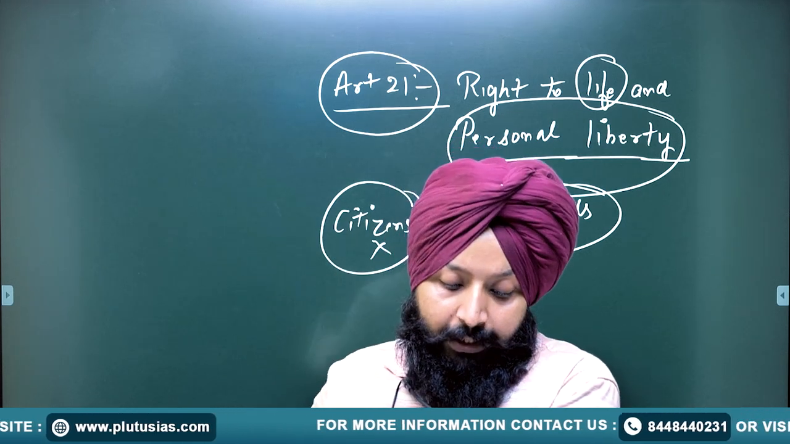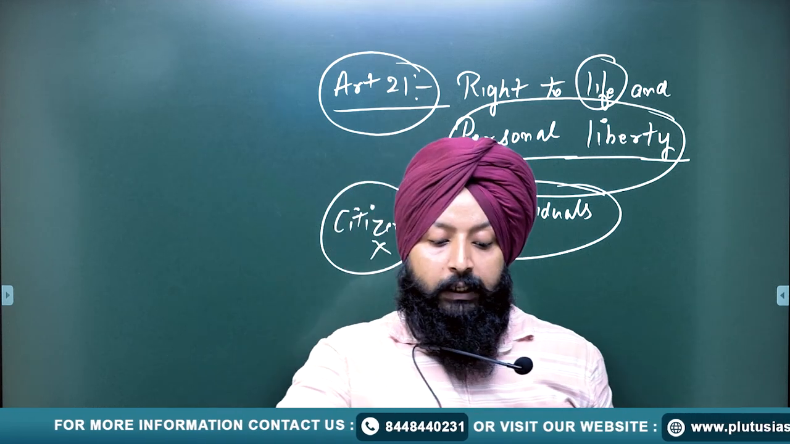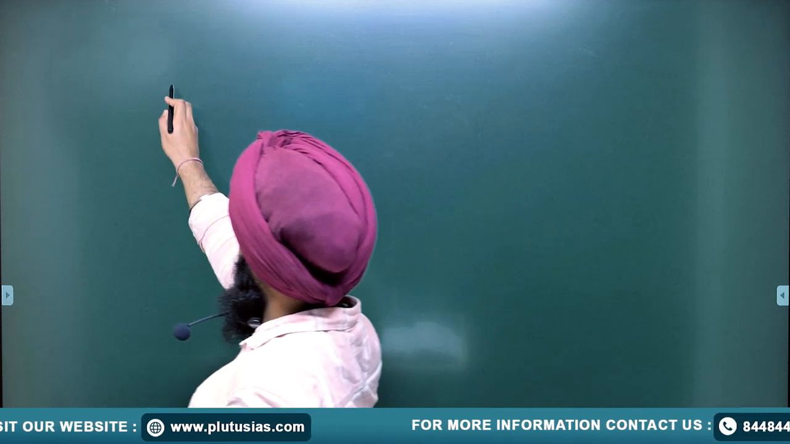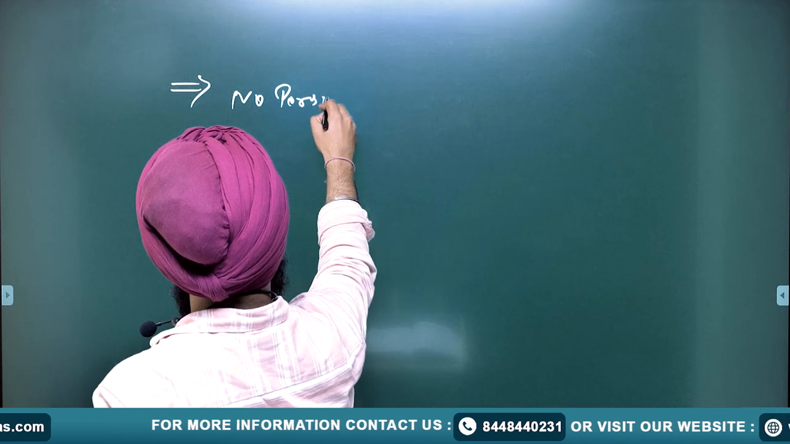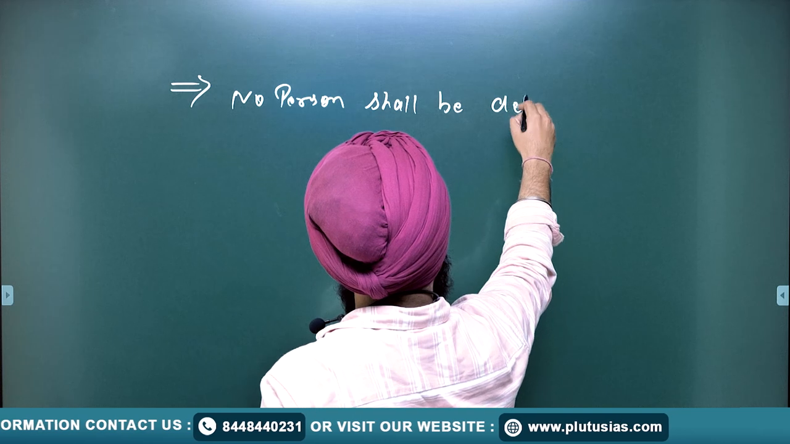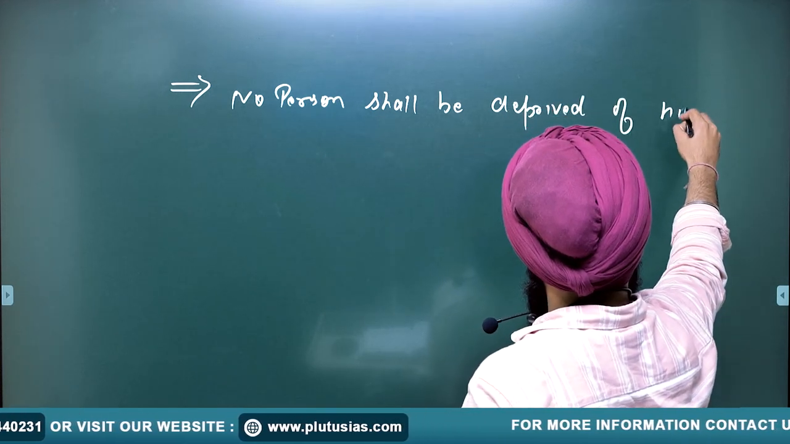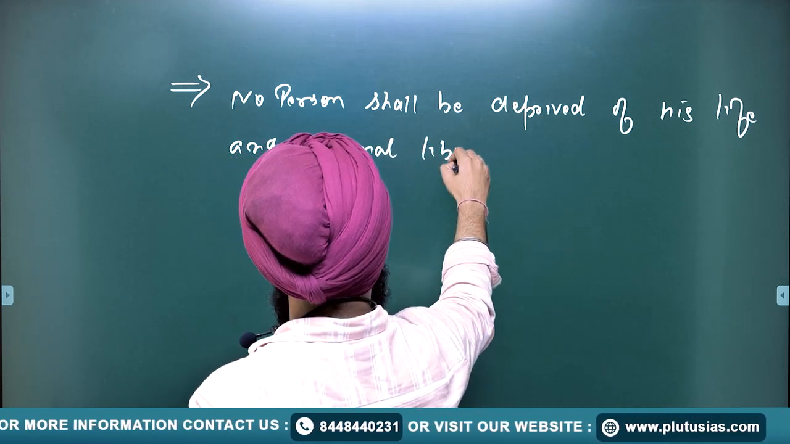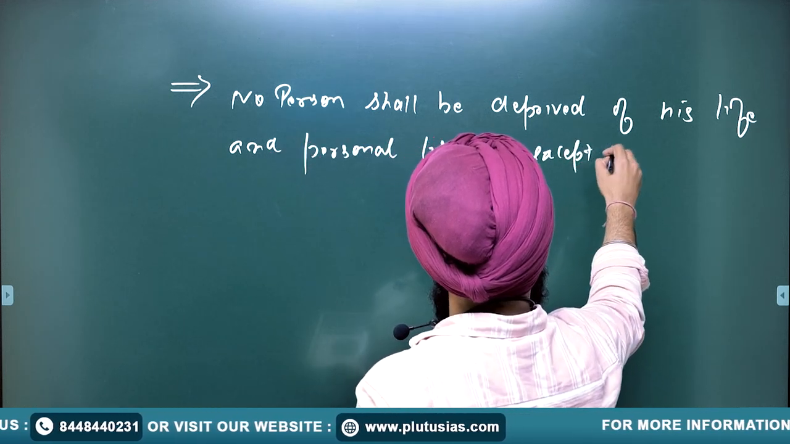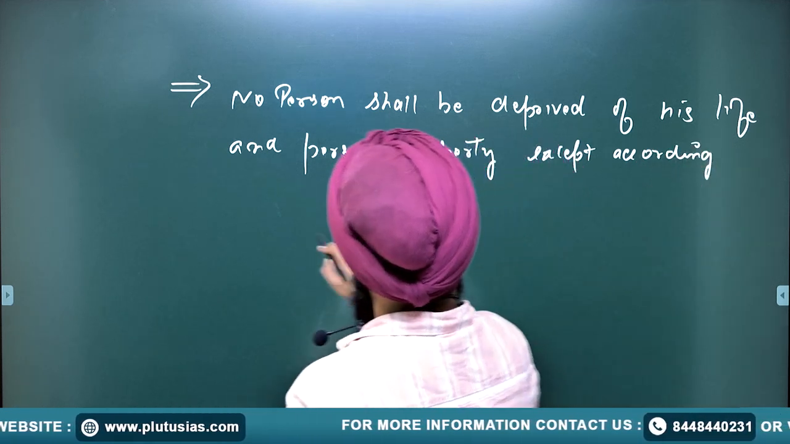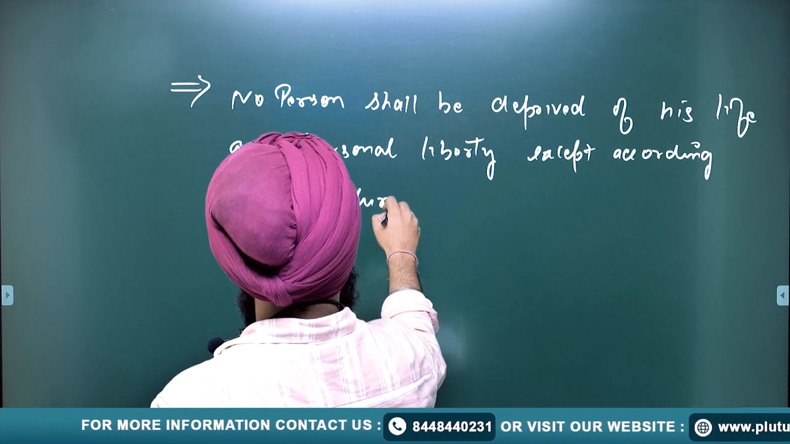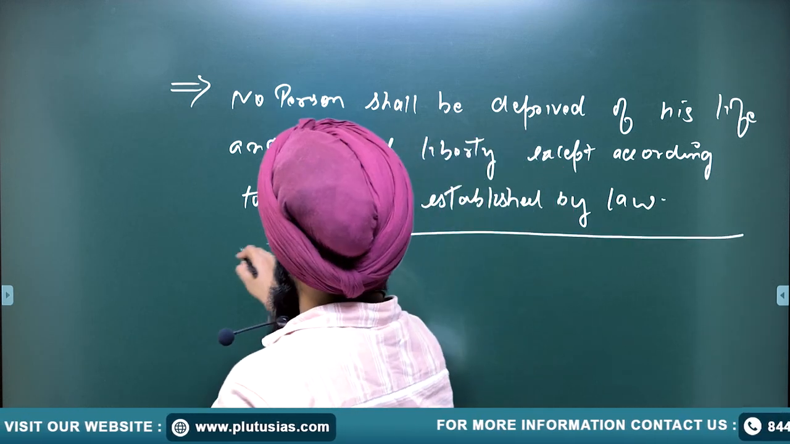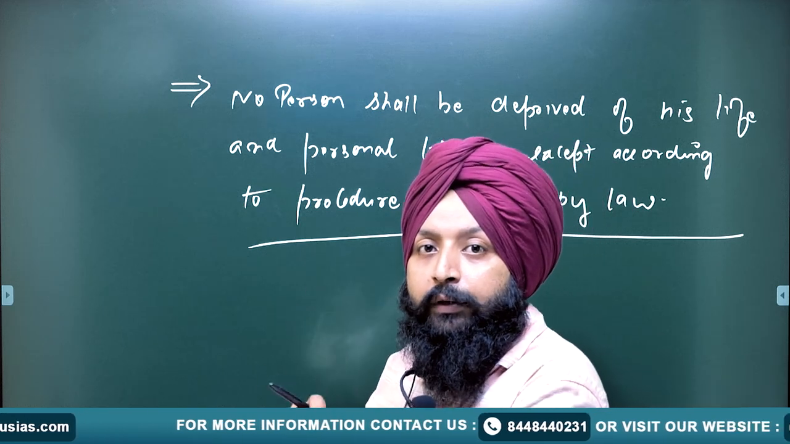So if I just read Article 21 from the Constitution, it says: no person shall be deprived of his life or personal liberty except according to procedure established by law. So it is just one and a half lines long. No person shall be deprived of his life and personal liberty except according to procedure established by law.